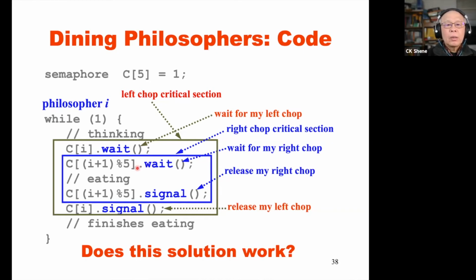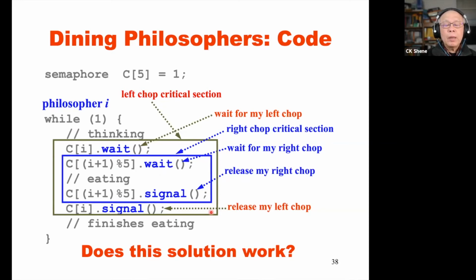That is chopstick I plus one. The yellow frame indicates the critical section of chopsticks I. Now, if you look at it carefully, you notice that the critical section of chopsticks I plus one is contained completely within the critical section of chopsticks I.